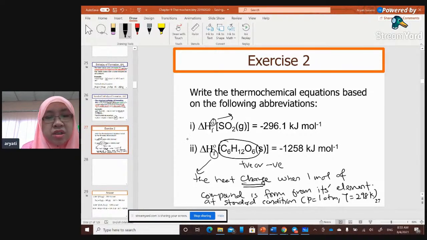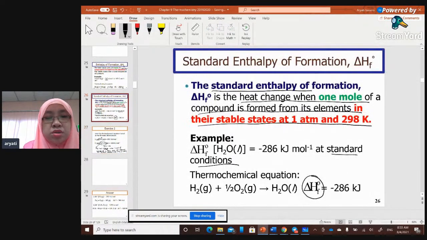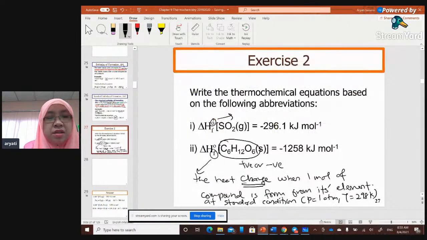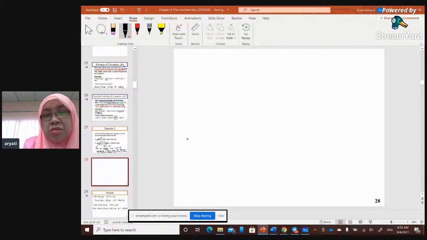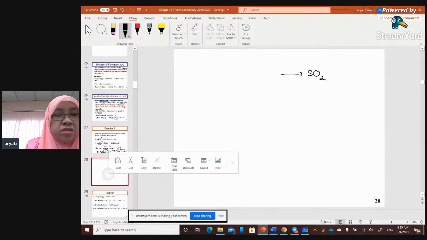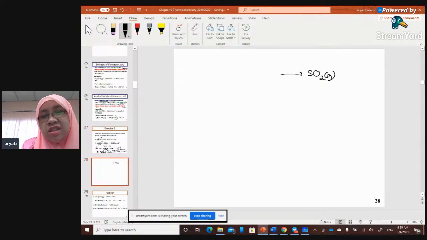Okay, so how do we do this? Now, observe how I write the chemical equation. It is SO2. For formation, you must work from the back. Your compound is SO2, SO2 gas. This is your compound. The definition: the heat change when 1 mole of compound. This is the compound. How many moles? 1 mole. Is formed from its elements.